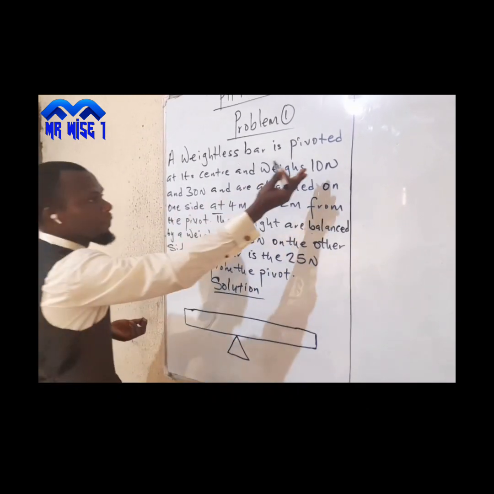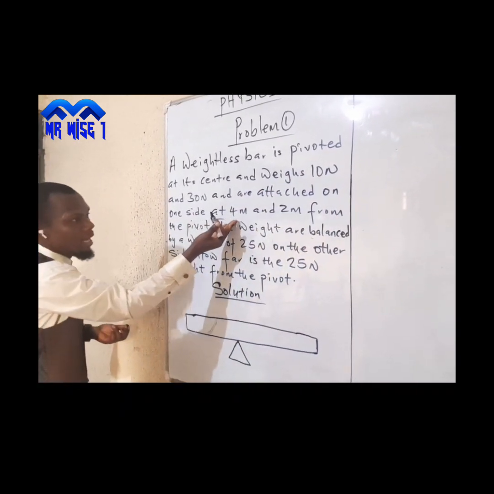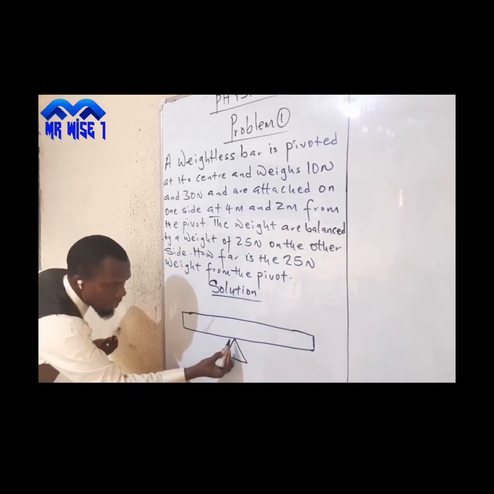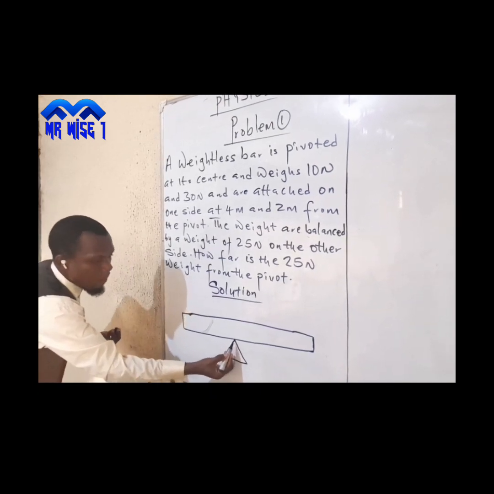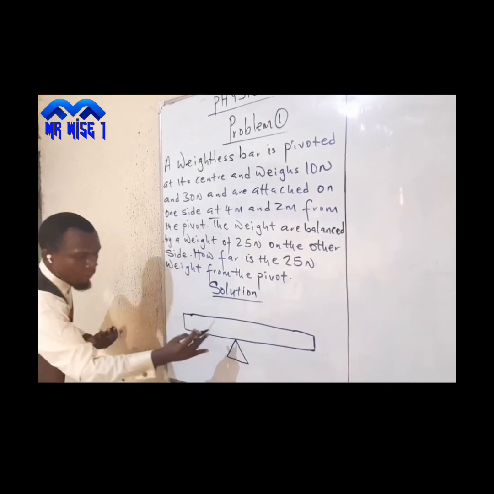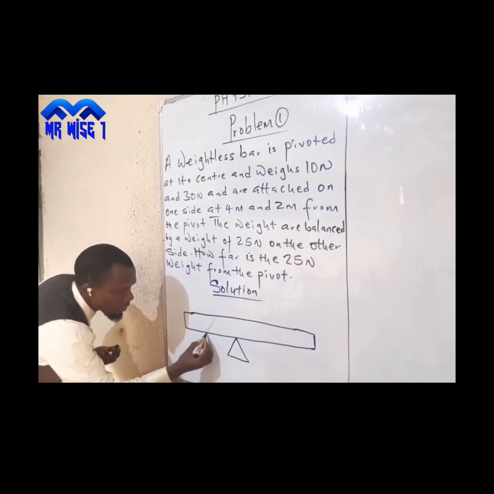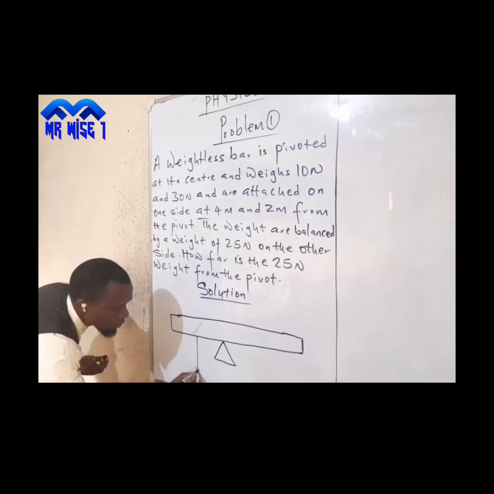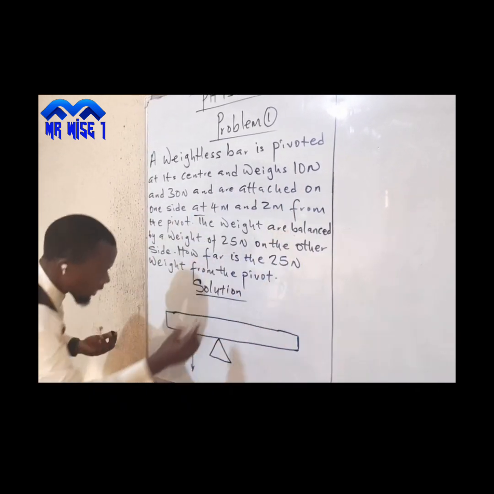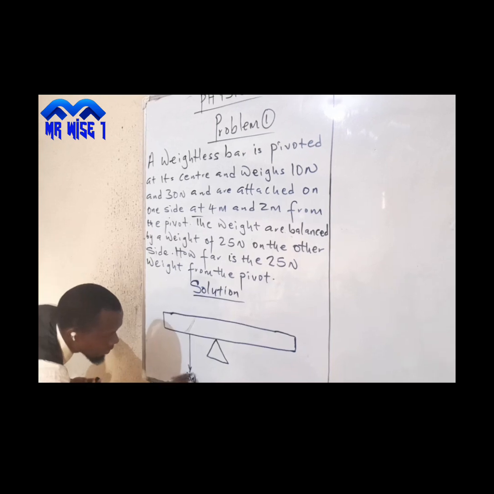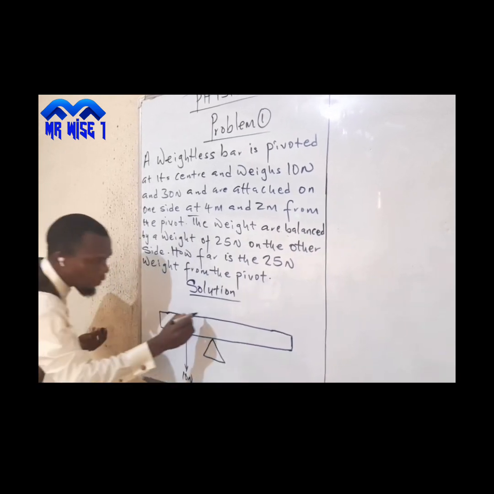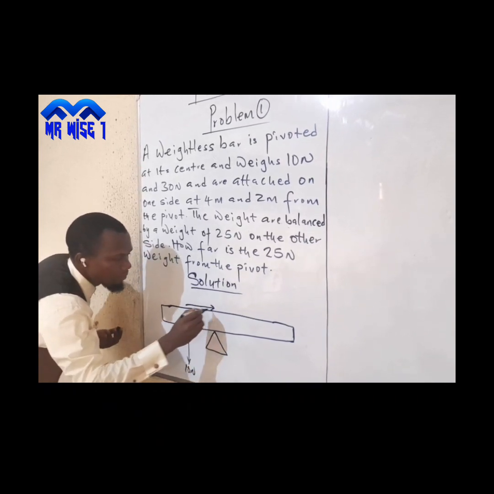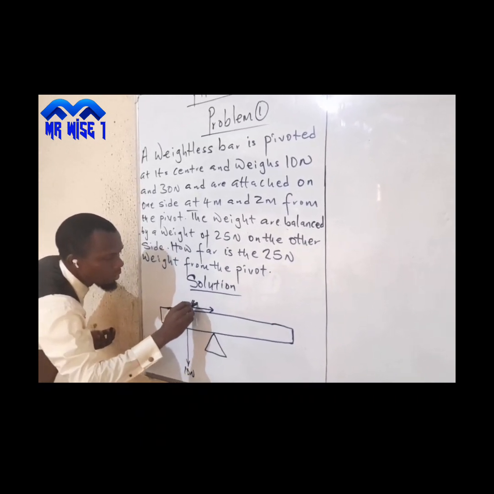That means the first force is carrying the distance 4 meter, and the second force is carrying the distance 2 meter. Let me say from here, away from the knife edge, which is the pivot or fulcrum, from here to here is 4 meter. And a force of 10 Newton is hung on that particular point. So from here to here is 4 meter.